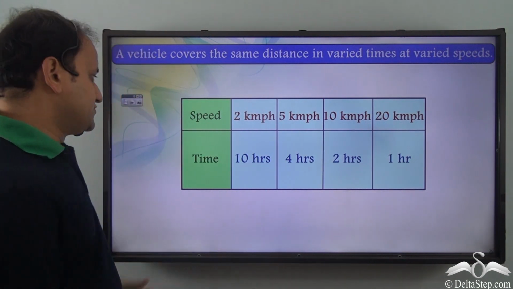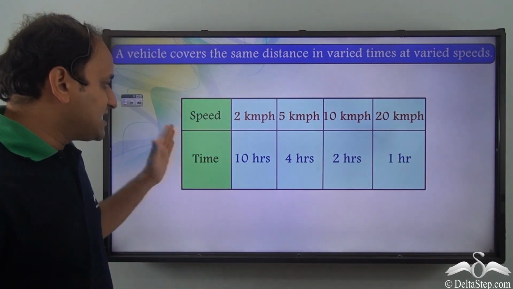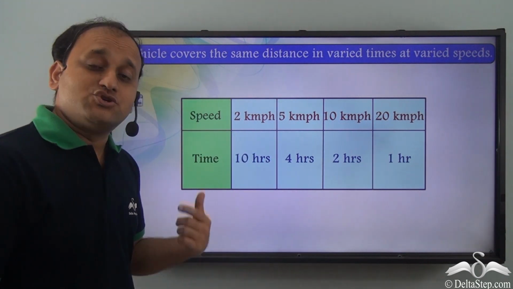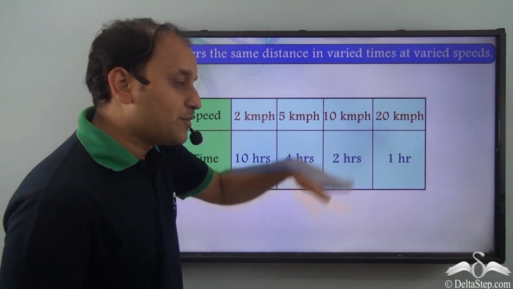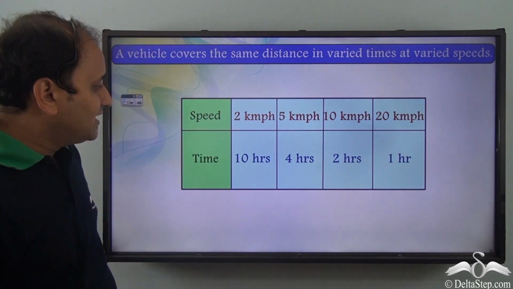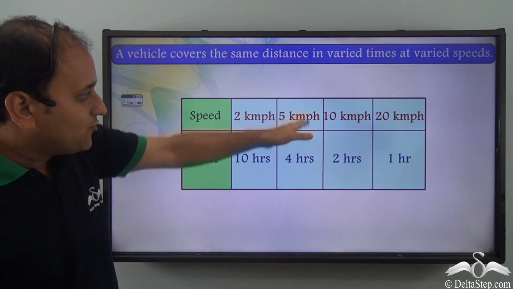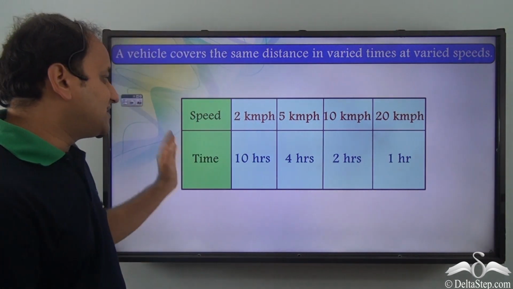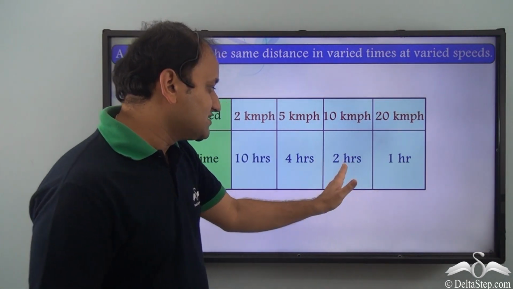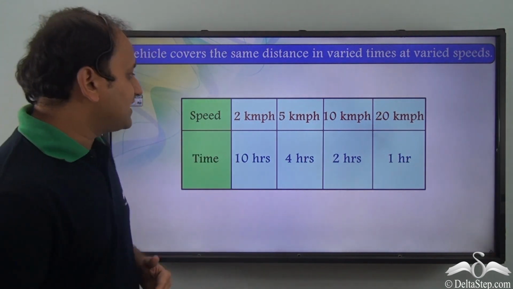So when the speed is 2 kilometers per hour, then time taken is 10 hours to cover a distance. Now as the speed increases to 5 kilometers per hour, then the same distance can be covered in 4 hours. Similarly, when the speed increases to 10 kilometers per hour, then the time taken to cover the distance is 2 hours, and so on. So what's happening exactly here?